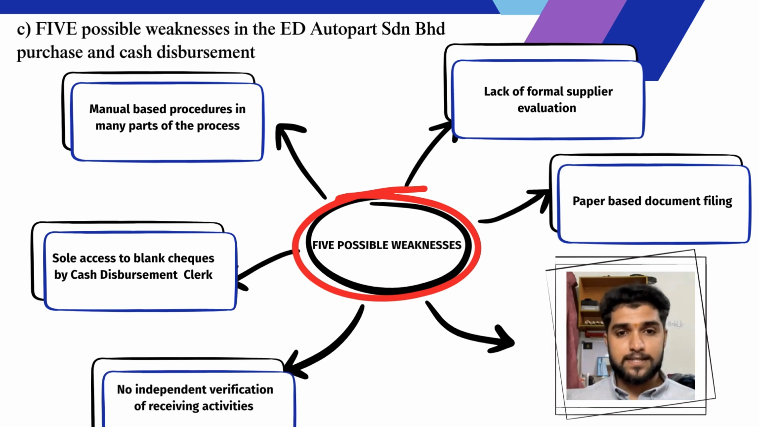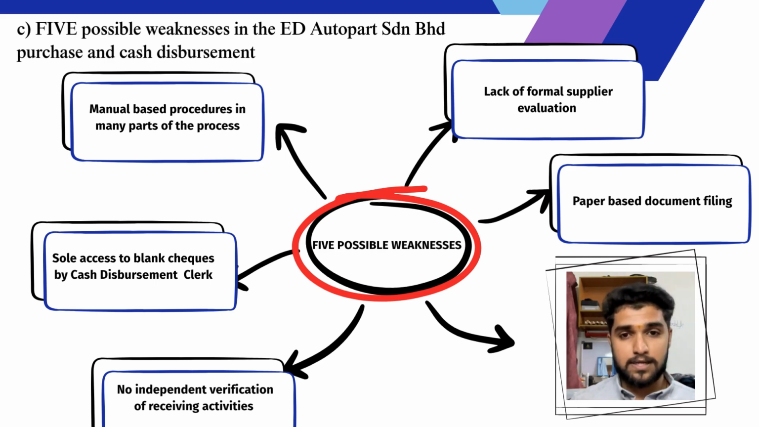The five weaknesses are, first, manual-based procedures in many parts of the process. It is because reliance on manual records and stand-alone applications increases the risk of data entry errors, inefficiency, and data loss or duplication. The second one is sole access to blank checks by the cash disbursement clerk.